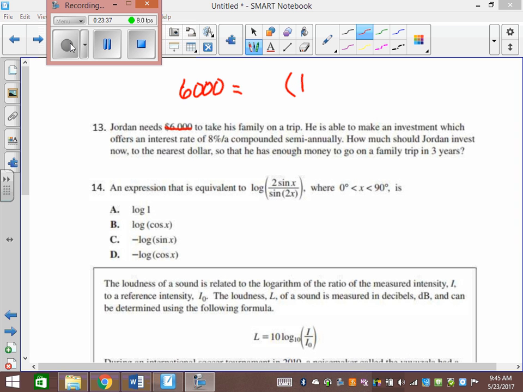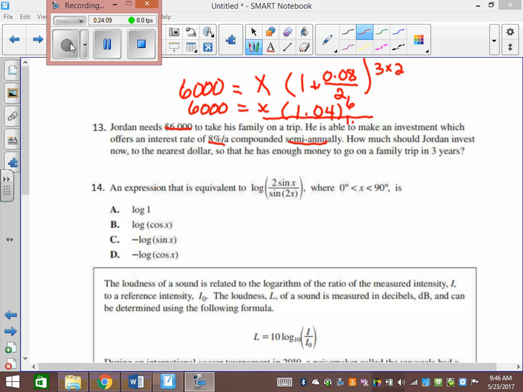So that's 1 plus 0.08 divided by 2, compounded semi-annually. How much should Jordan invest now, to the nearest dollar, so he has enough to go on a family trip in 3 years? 3 times 2. So you're going to go 6,000 equals x times 1.04 to the 6. And how do we get x by itself? Divide by 1.04 to the 6.